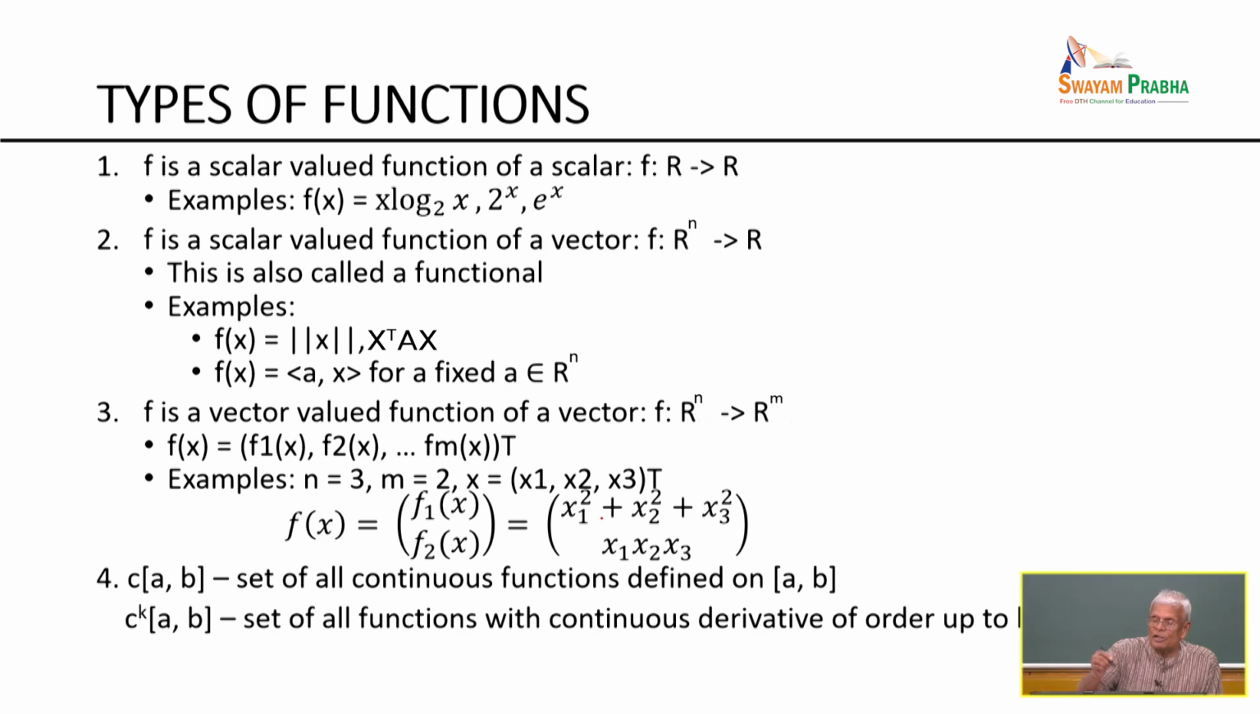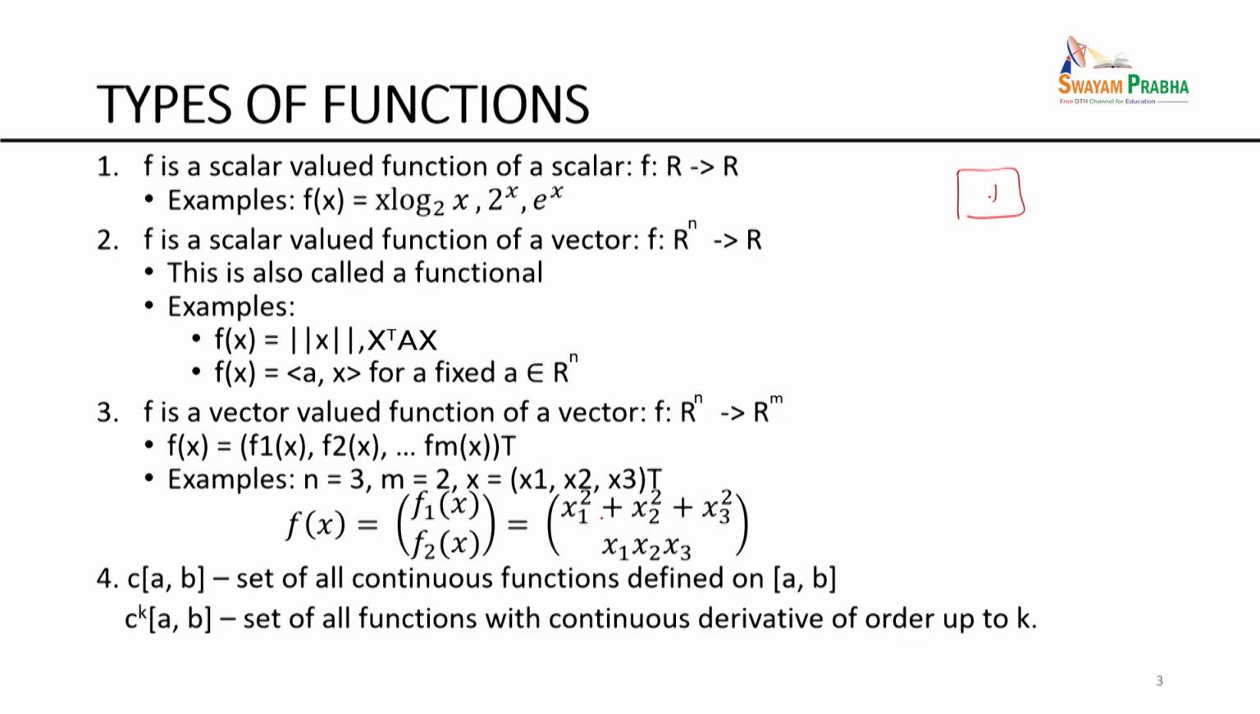F is a scalar valued function of a scalar. So what does it mean? I have a box F. The input is x, the output is f of x. The output belongs to R, the input also belongs to R. So the output is a scalar, the input is a scalar. F is called a scalar valued function of a scalar.